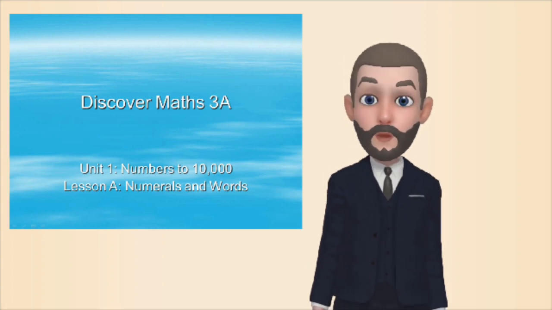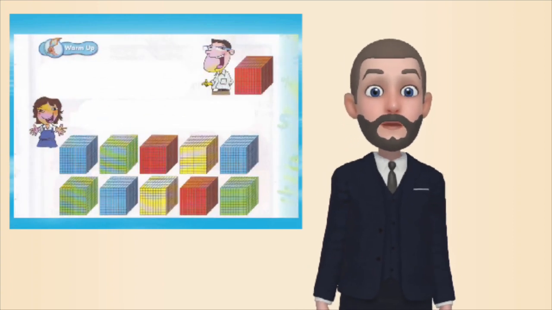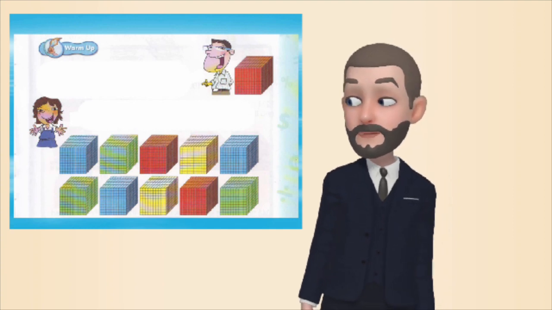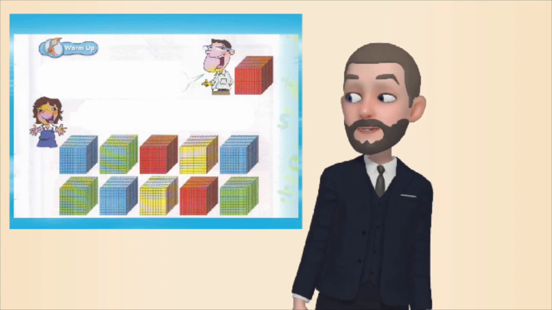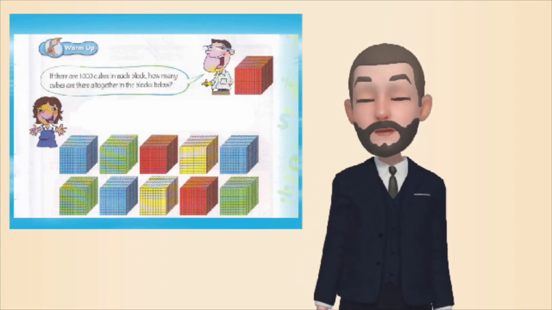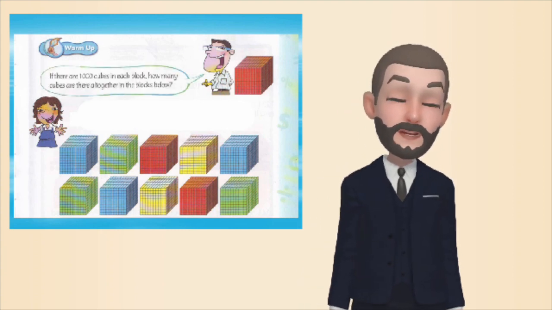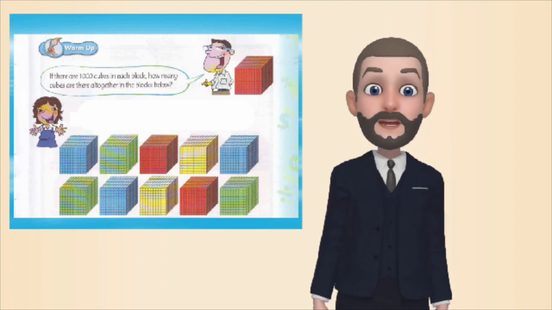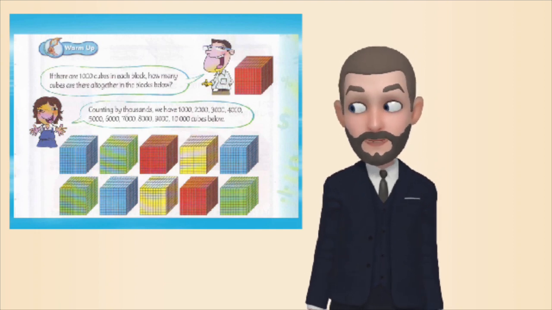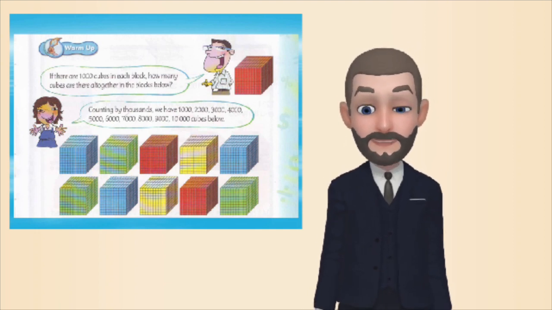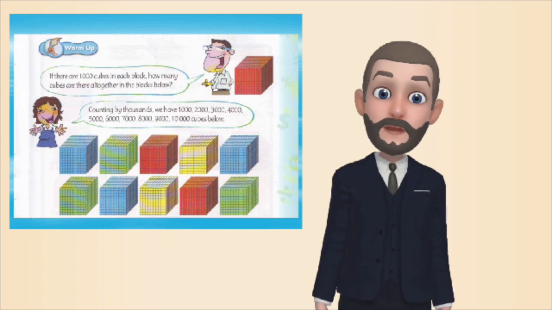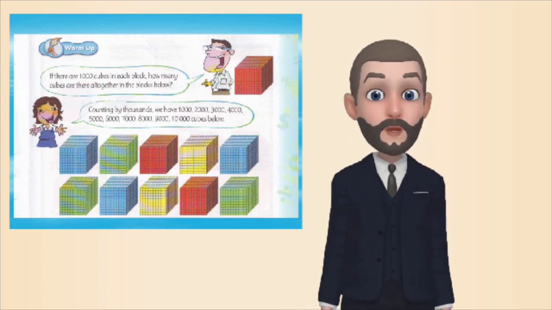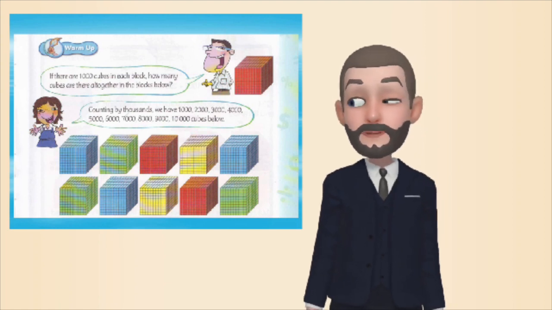Here we have boxes of 1,000 small cubes. How many cubes are there below? If there are 1,000 cubes in each block, how many cubes are there altogether below? Let's count them together. We have 1,000, 2,000, 3,000, 4,000, 5,000, 6,000, 7,000, 8,000, 9,000, and 10,000 cubes. There are 10,000 cubes below.